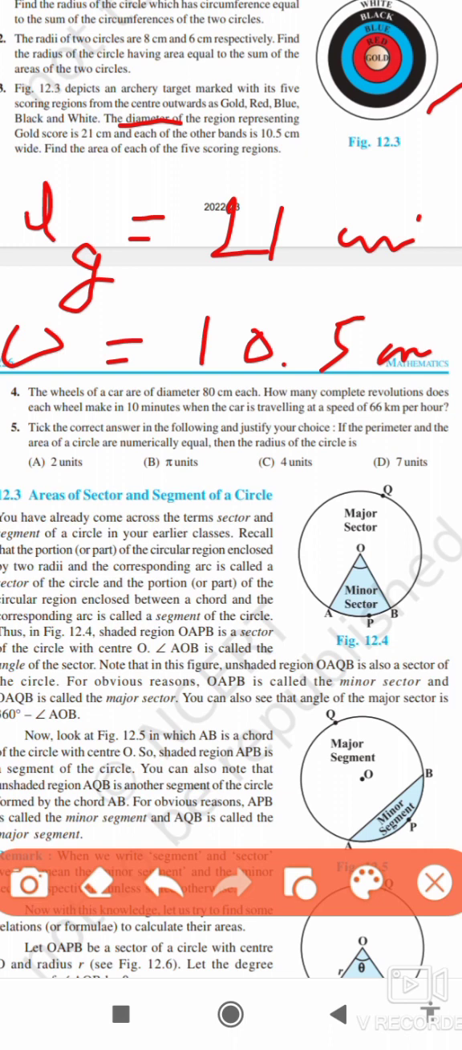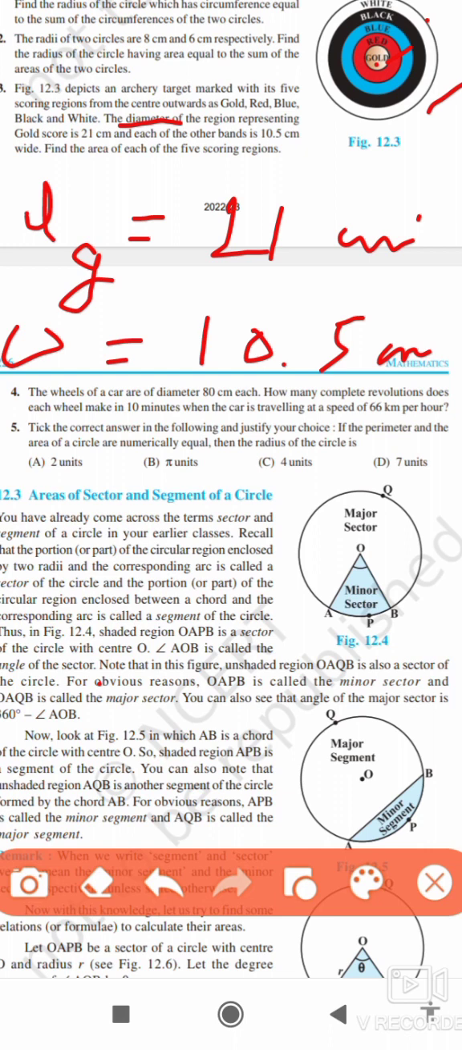So how do I go ahead doing that? If I wanted to find the area of, say, the gold one, I can easily find it: that's pi r square, so pi into 21 by 2 the whole square. But what about the red one?